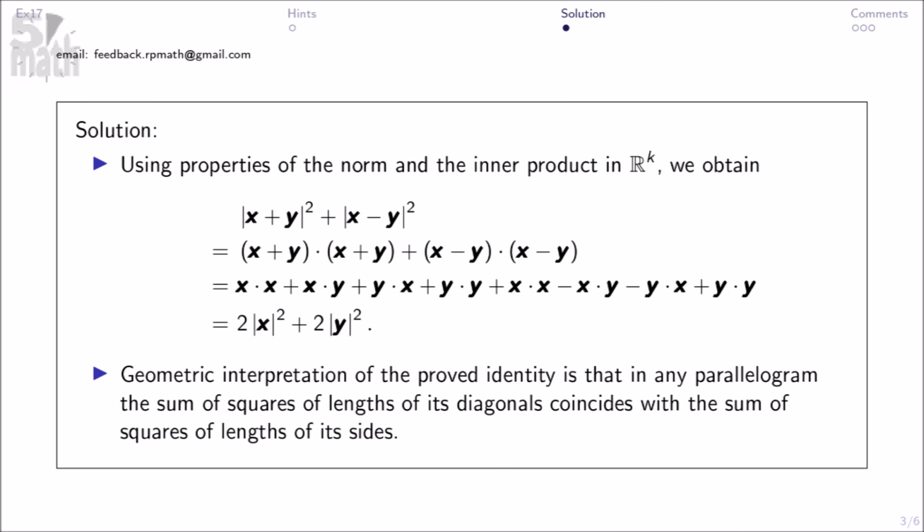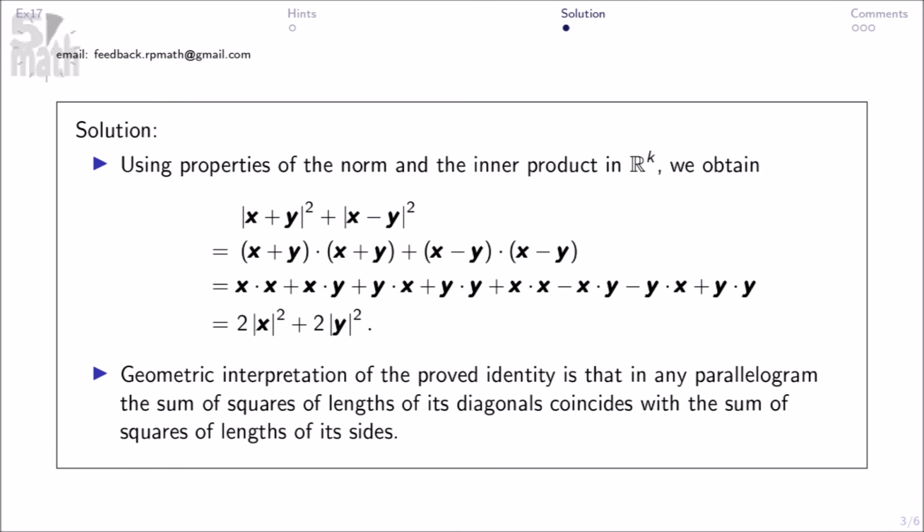Solution. Using properties of the norm and the inner product in R^k, we obtain |x + y|² + |x − y|² = (x + y)·(x + y) + (x − y)·(x − y) = x·x + x·y + y·x + y·y + x·x − x·y − y·x + y·y = 2|x|² + 2|y|².